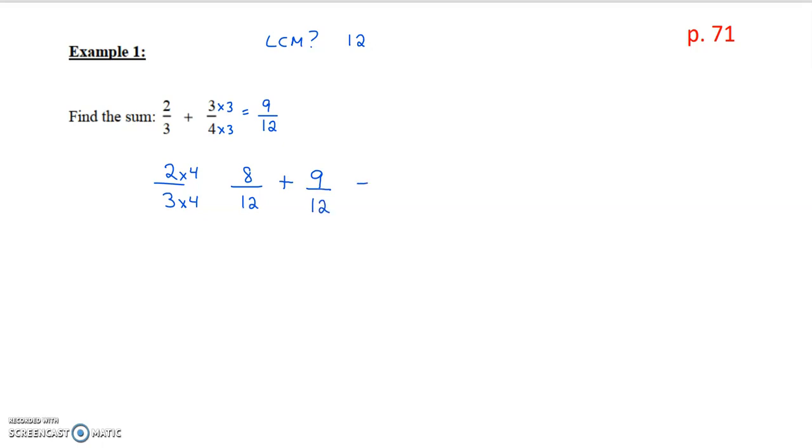So when we add our like fractions, we learned before that we don't touch the denominator, right? We don't add those. The denominator stays as 12, and we simply add our numerators. 8 plus 9 is 17. Now what we're left with here is an improper fraction. So we're going to change this improper fraction to a mixed number. We're going to do that by dividing up. So 12 goes into 17 one time, with 5 left over 12. And so our final answer here is 1 5/12 is the sum.